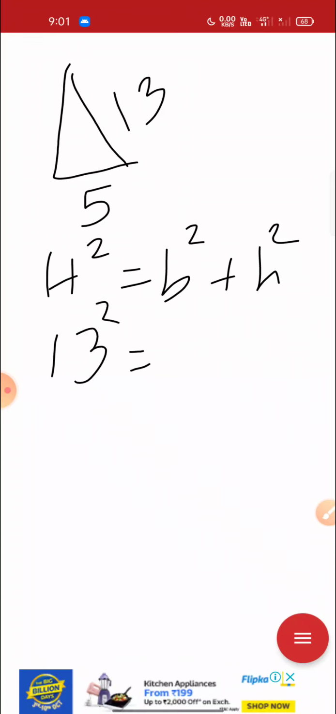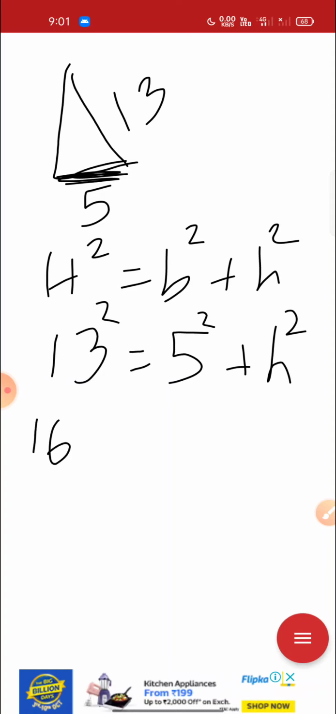And b square, what is the meaning of b? B means base. Base means the down part. How much is base? 5 square. Do we know the height? We don't know the height. So since we don't know the height, we will just calculate. So 13 square is equal to 169. 5 square is equal to 25 plus h square.